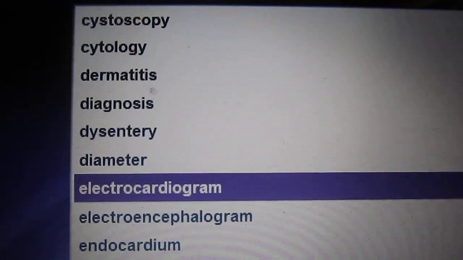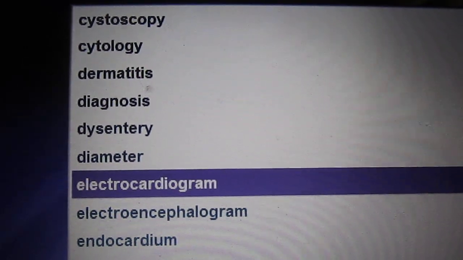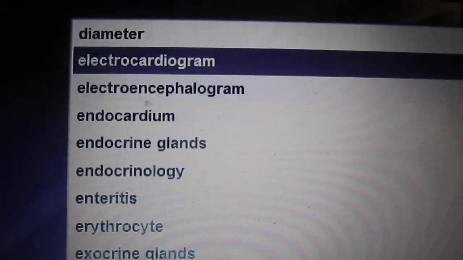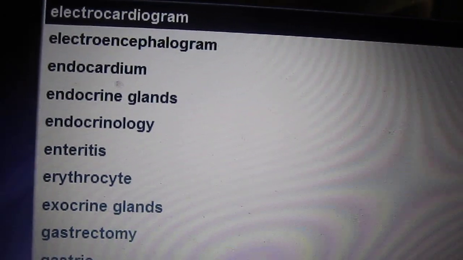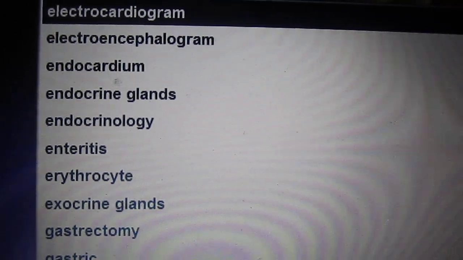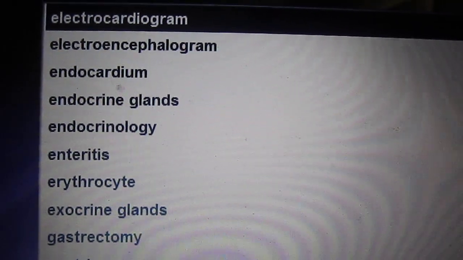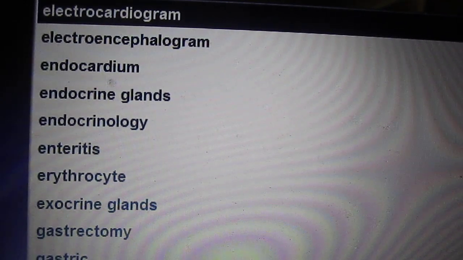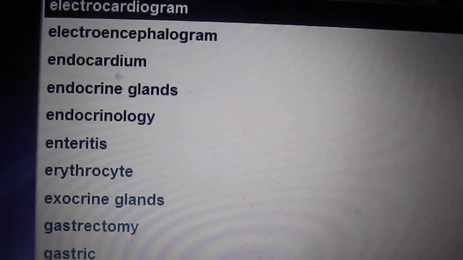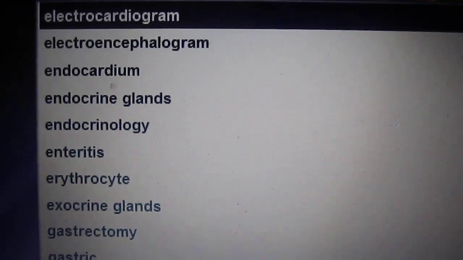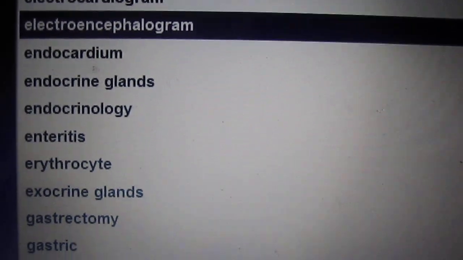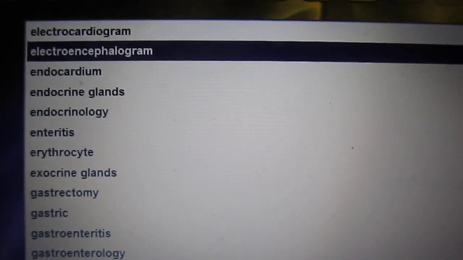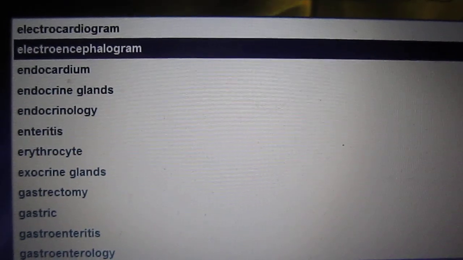Electrocardiogram. The suffix gram, G-R-A-M, means a record. The combining form electro, E-L-E-C-T-R-O, is electricity, and the combining form cardio, C-A-R-D-I-O, means heart. Thus, an electrocardiogram, abbreviated either ECG or EKG, is a record of the electricity within the heart. Electroencephalogram. Encephalo means brain. An electroencephalogram, or EEG, is a record of the electrical activity of the brain.